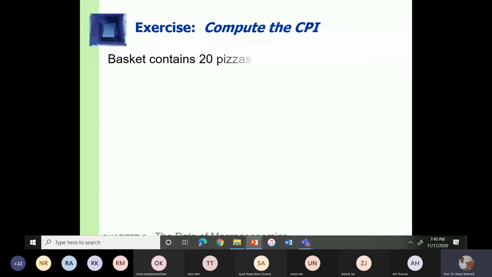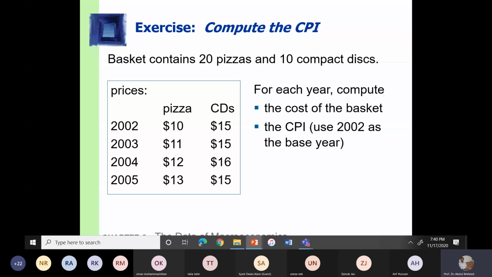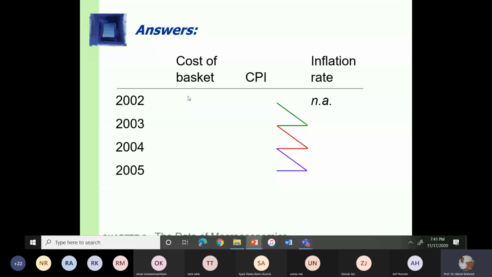So next we will calculate the CPI for each period: 2002, 2003, 2004 and 2005. And then using the CPI figures, with 2002 as the base period, we will calculate the inflation rate from the preceding period. Now let's calculate. You have to give me the answer for the cost of basket. ठीक है, आप अपने कैलकुलेट कर रहे हैं and then you write down your answers for the cost of basket in 2002, 2003, 2004 and 2005.